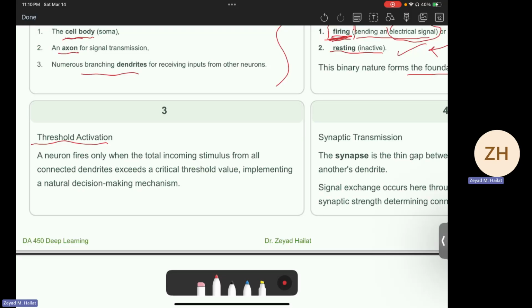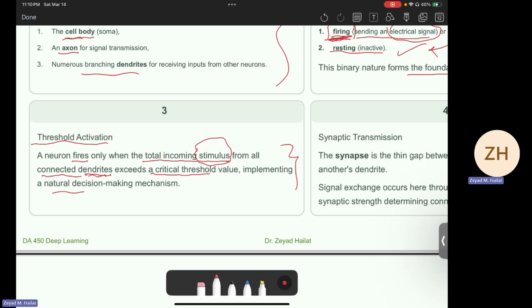Threshold activation. A neuron fires only when the total incoming stimulus, that means something that will stimulate it, will activate it, from all connected dendrites, exceeds a critical threshold value. Remember the dendrites as we described them, they are the actual branches that the neuron uses to connect with other neurons. This implements a natural decision-making mechanism.